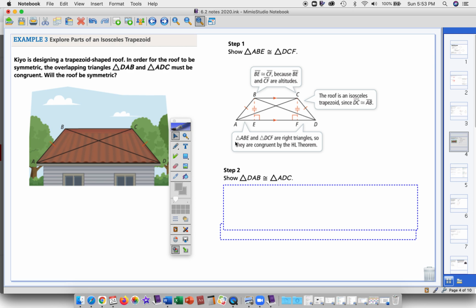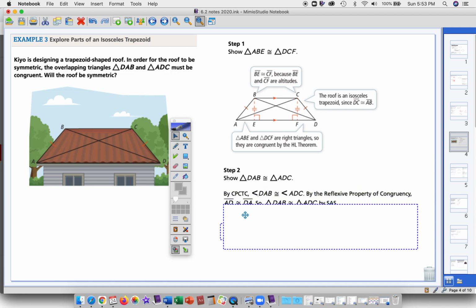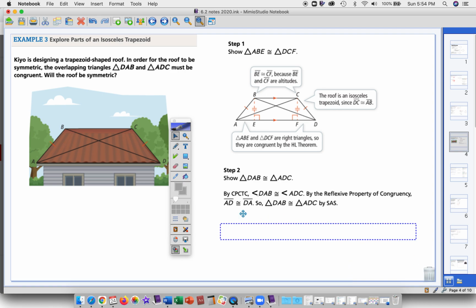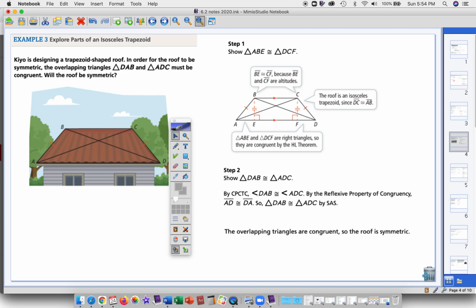So now we know that triangle ABE is congruent to triangle DCF. They are right triangles and they're congruent by HL. In step 2, by CPCTC, we now know that angle DAB is congruent to angle ADC, and by the reflexive property, we know AD is congruent to DA. So now we know that the triangles are congruent by SAS. Since the overlapping triangles are congruent, the roof is symmetric.